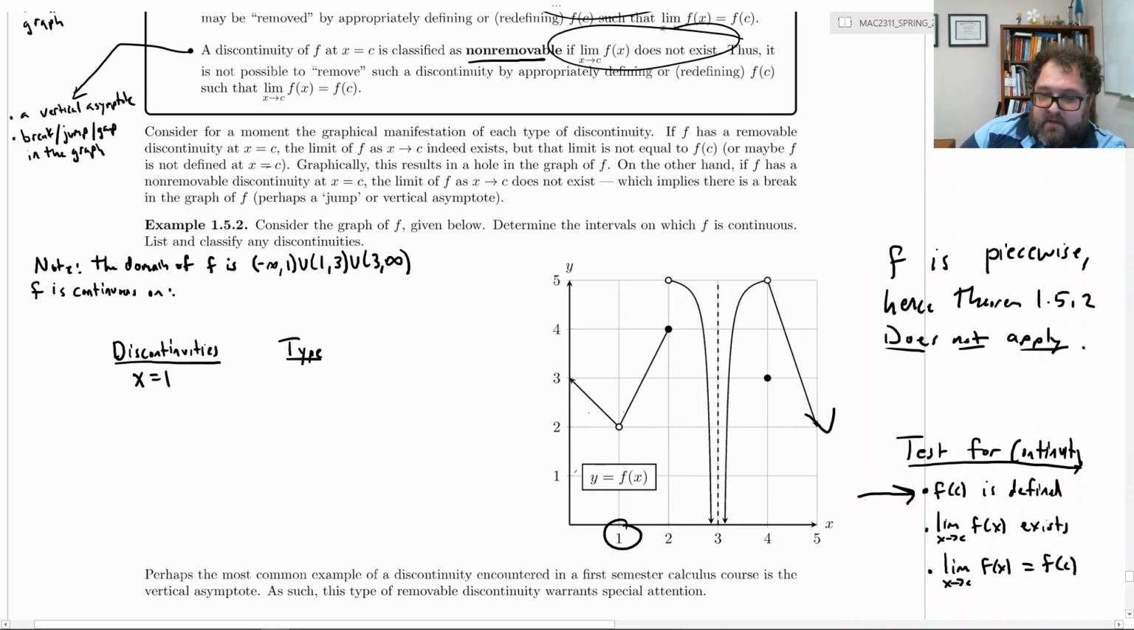So the question is, does the limit as x approaches 1 of f of x exist? Well, I think this is pretty easy to see, right? From the left, the y values are approaching 2. From the right, the y values are approaching 2. So yeah, the limit is 2. Since the limit exists, we don't care what the value of the limit is, we just care that it exists. So that means this is going to be a removable discontinuity.